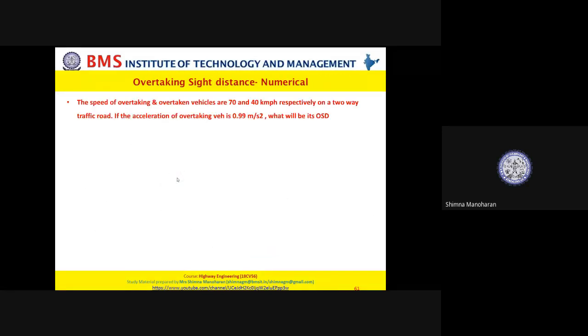Okay, so please note down this numerical. The speeds of the overtaking and overtaken vehicles are 70 and 40. That means the fast moving vehicle has a speed of 70, and the vehicle which is being overtaken has a speed of 40 km/h. That means this is a slow moving vehicle. So this vehicle has to overtake the vehicle moving at 40 km/h on a two-way traffic road. If the acceleration of the overtaking vehicle is 0.99 meter per second square, what will be its overtaking side distance? So please note down the question.